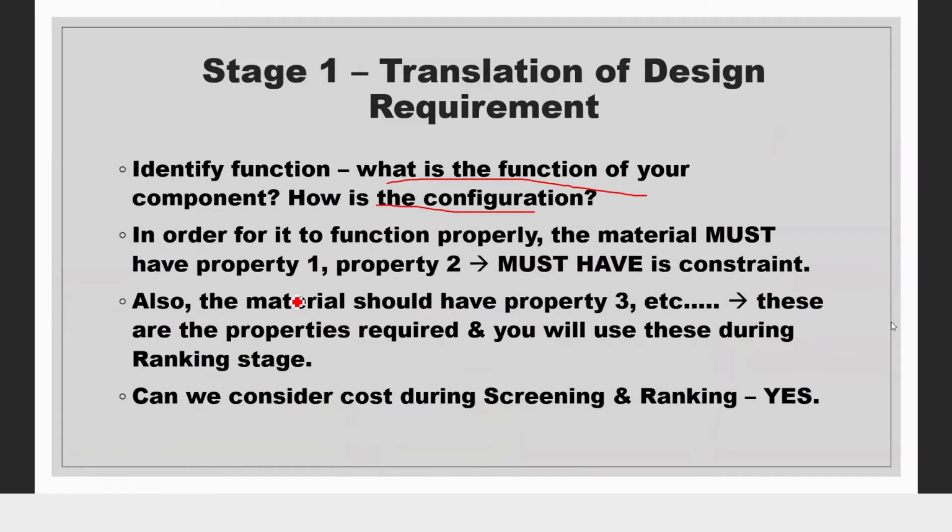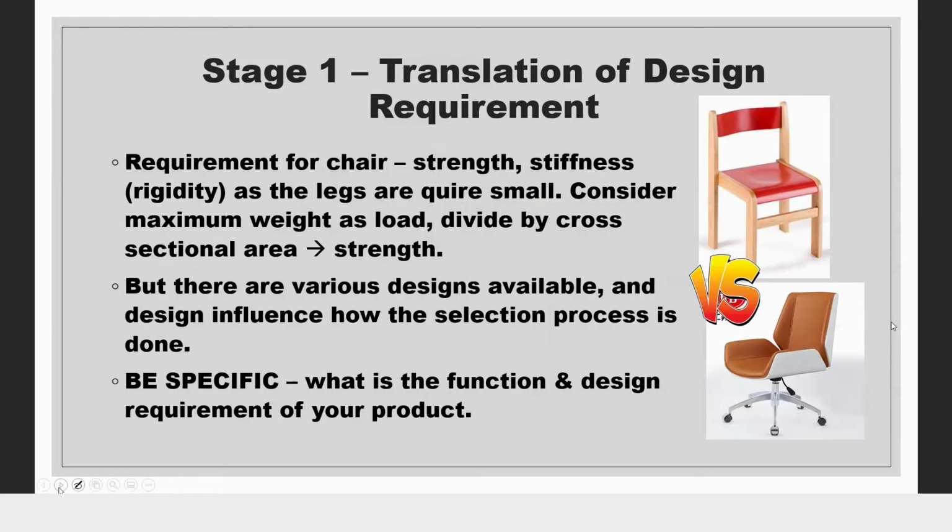Okay. So in order for it to function, dia mesti ada property 1, property 2. Ini adalah must have. Okay. Kalau dia tak ada yang ni, the must have property ni, dia tak boleh function. Okay, that's what the must have property means. Kalau dia tak ada, dia tak boleh function. Contoh untuk kerusi kita tadi, boleh tak kita kira the maximum, the minimum strength that the material must have? Boleh kira lah. Okay. Requirement for chair tadi, strength ni.